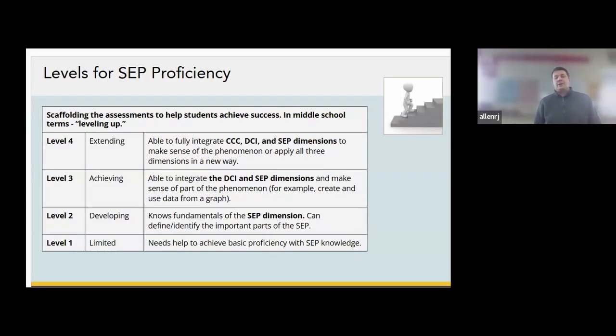There's more to it than this, but this might be a better way to understand what I'm trying to say. So, like level 1 would be needs help with basic proficiency in SEP knowledge. So when we start in September, we are completely focused on the SEPs and understanding and identifying all the important parts.